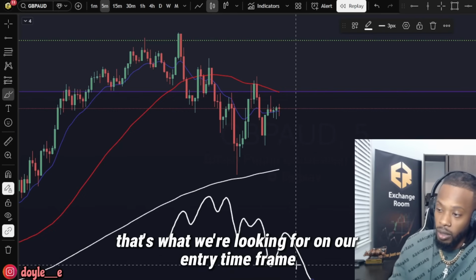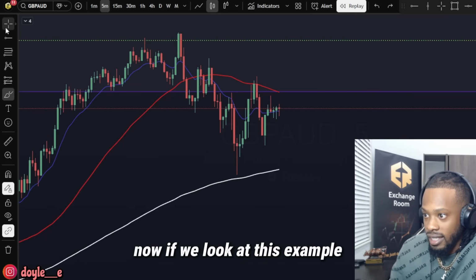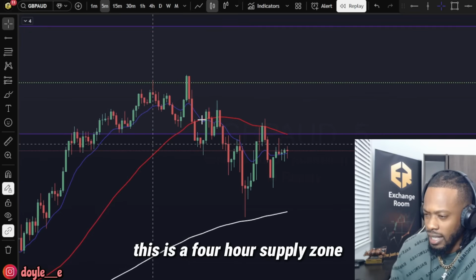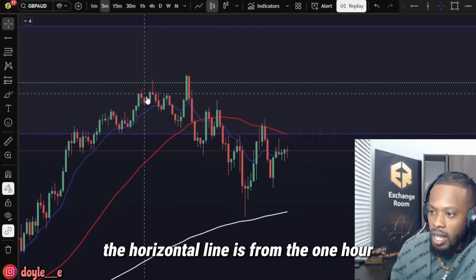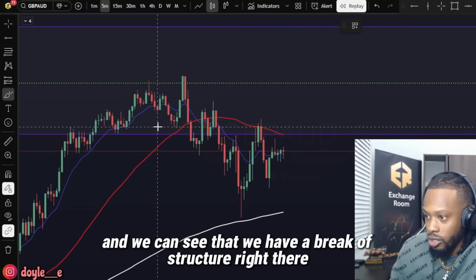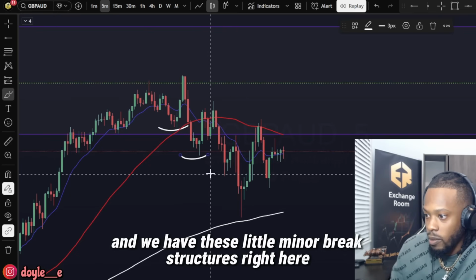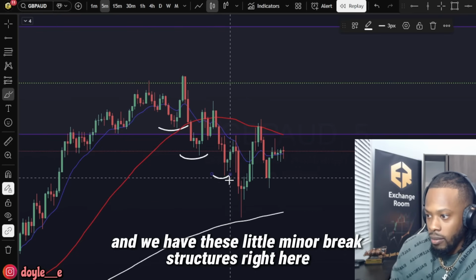That's what we're looking for on our entry time frame. Now, if we look at this example, this is a 4-hour supply zone. The horizontal line is from the 1 hour, and we can see that we have a breaker structure right there. We have another breaker structure right here, and we have these little minor breaker structures right here.